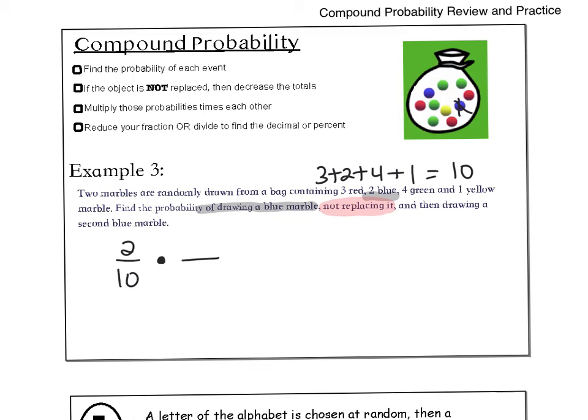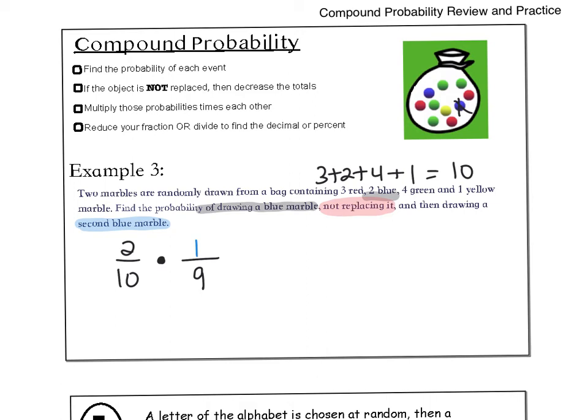So now if I count up my totals, I have 9 total marbles, but it's also asking me to draw a second blue marble. So how many blue marbles do I have now? Well, I got rid of 1, so that means I only have 1 blue marble left. So it's no longer 2 blue marbles like it was in the first one. I also have to decrease my second blue marble count because only 1 blue marble remains.